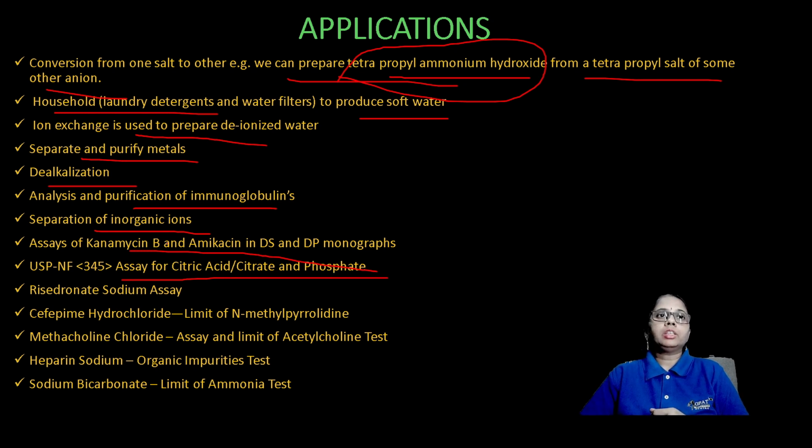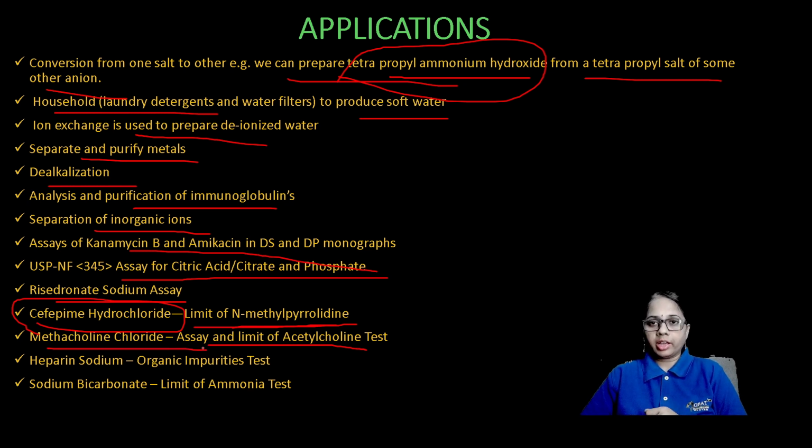Okay, and another compound like risedronate sodium, for the assay of this compound also we can use this ion exchange chromatography, and these are officially available in the pharmacopoeia. And if you are going to do a limit test, the limit of N-methylpyrrolidine, we can go for the cefepime hydrochloride compound. So in this compound, to determine the limit of N-methylpyrrolidine, you can use ion exchange chromatography. And assay and limit of acetylcholine test: for this test also, in the methacholine chloride compound, you can go for ion exchange chromatography.